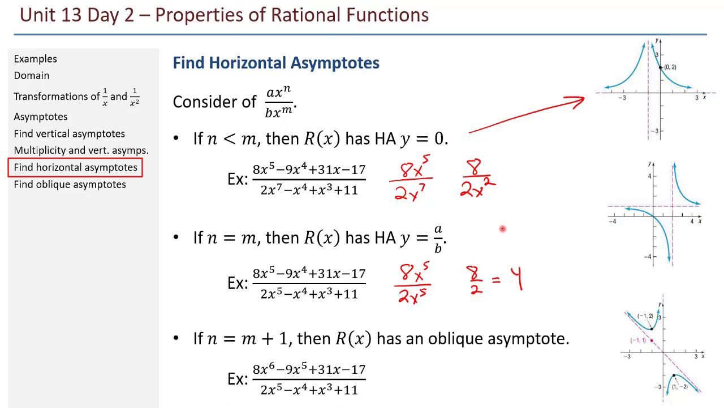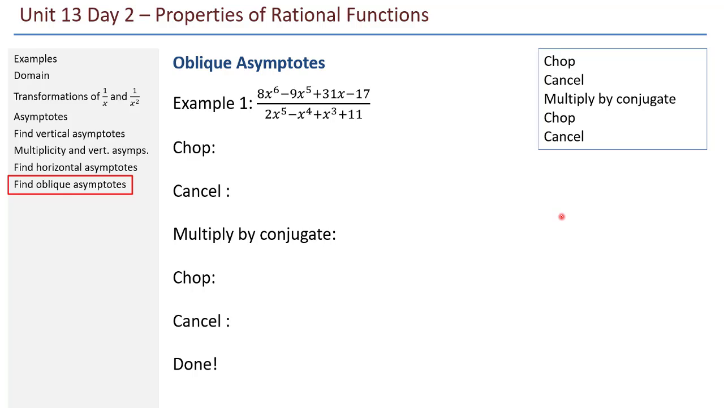Now, the third case is when I don't have a horizontal asymptote. If my power of the numerator is 1 more than the power of the denominator, then my rational function has an oblique asymptote. And it's important, it has to be just 1 more. So in this example, we can analyze 8x to the 6 and 2x to the 5. 6 is 1 more than 5, so I know there's going to be an oblique asymptote. So now the question is, how do I find that oblique asymptote? All right, let's take a look at that.